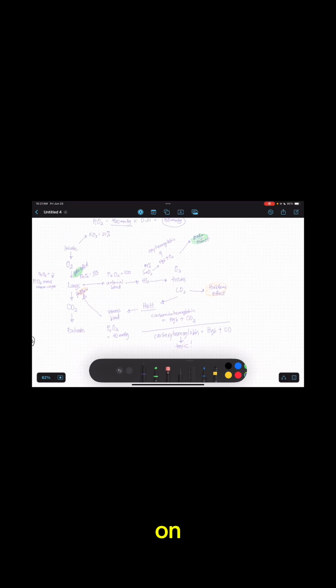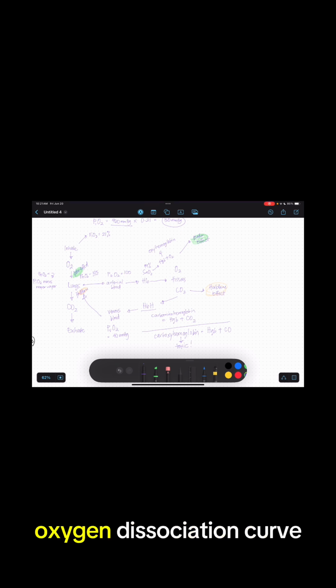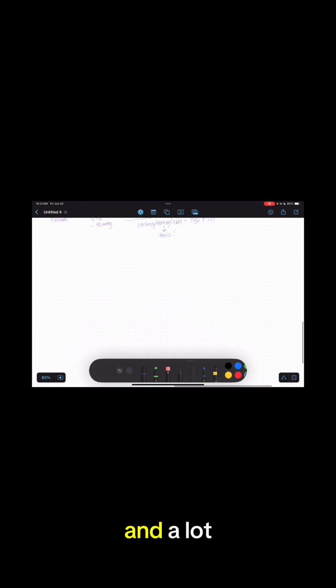Okay, so moving on, we are going to think about the oxygen dissociation curve, and a lot of people get really confused with this. So this is the oxygen dissociation curve. It kind of looks like a letter S, and this axis here is the SpO2 or O2 concentration, and this axis here is the pressure of oxygen.